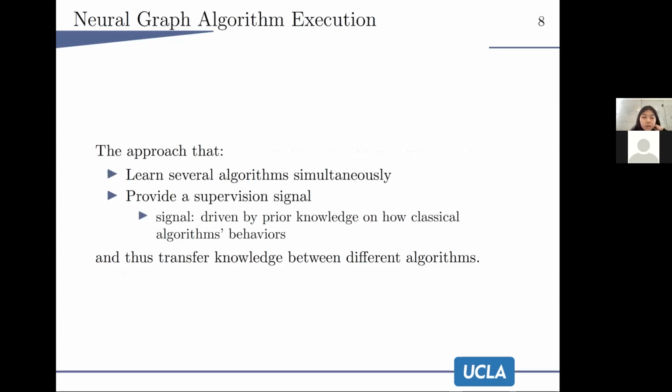Neural graph algorithm execution is the approach that learns several algorithms simultaneously, as we just mentioned. This is because some algorithms share the same subroutines, and it also provides a supervision signal. The signal is driven by prior knowledge of classical algorithm behaviors, and thus transfers knowledge between different algorithms and learns them effectively.